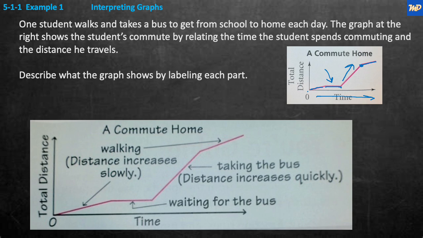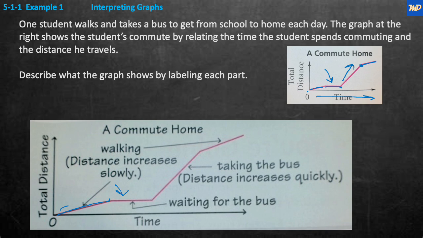And it says describe what the graph shows by telling each part. We just did that. Let's look at the bottom. He starts off at a time 0, okay? And walking distance increases slowly. So the commute home, like I said, he's walking to the place where he's going to stop for the bus to pick him up, or her.